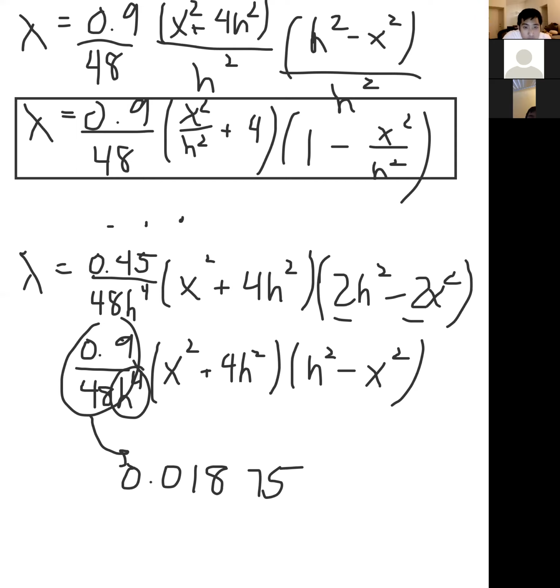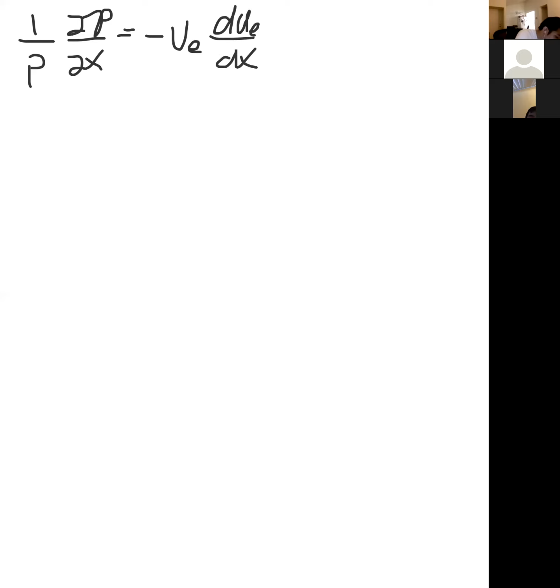Let me see in part D. Right, the pressure gradient. For the pressure gradient, you use this formula here. So 1 over rho times the pressure gradient is equal to minus UE dUE dx. You multiply both sides by rho, and you get dP dx is equal to minus rho UE dUE dx.